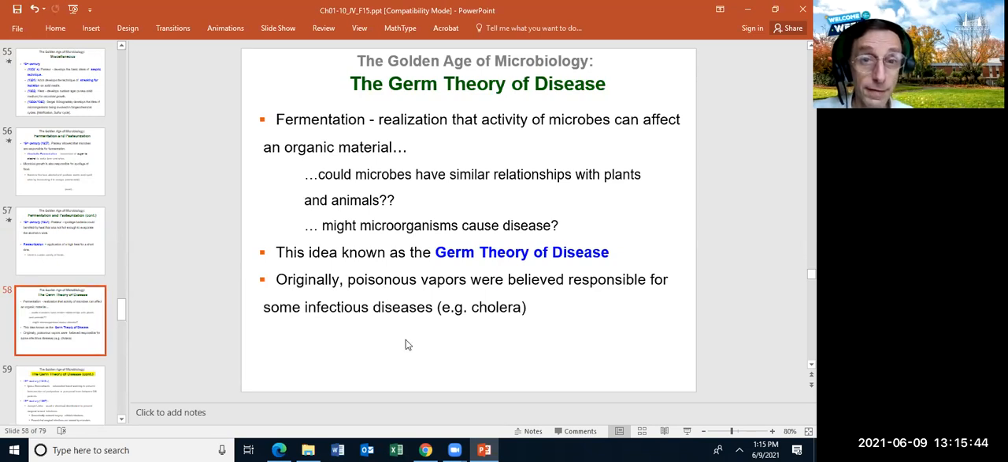Fermentation, the realization that the activity of microbes could affect an organic matter, like grape juice, converting it to beer or wine, which I guess if it's grape juice, it's converted into wine, and then the microbes converting that wine into vinegar, led to the realization that microbes could have similar relationships with plants and animals. And could microbes cause disease? This concept became known as the germ theory of disease, that microorganisms, or germs, cause disease.